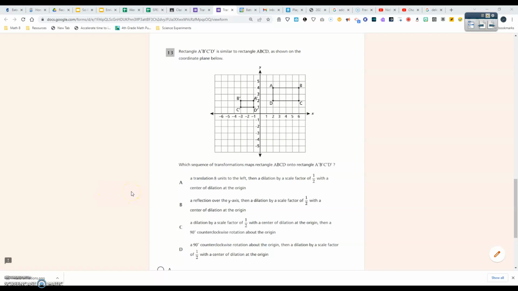This is the transformations warm-up from March 28th, and this is question 2. So, rectangle A prime, B prime, C prime, D prime is similar to rectangle ABCD as shown on the coordinate plane below. Which sequence of transformations maps rectangle ABCD onto rectangle A prime, B prime, C prime, D prime?